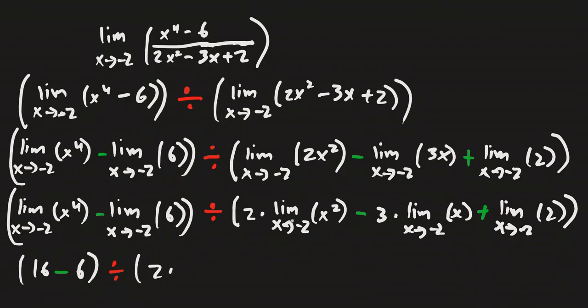2 times the limit as x approaches negative 2 of x squared. Well, that's just negative 2 squared, which is positive 4, minus 3 times negative 2, and then I guess I could add these in parentheses as well, although it doesn't matter, plus the limit as x approaches negative 2 of 2 is just 2.